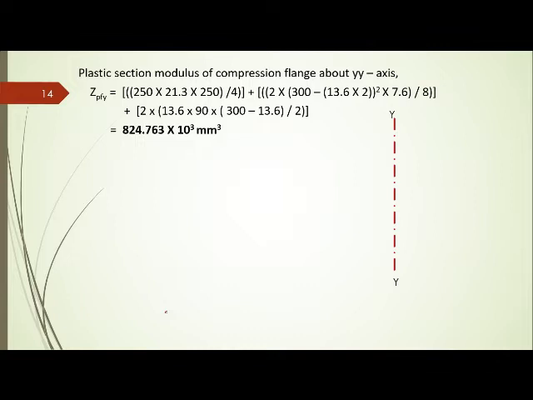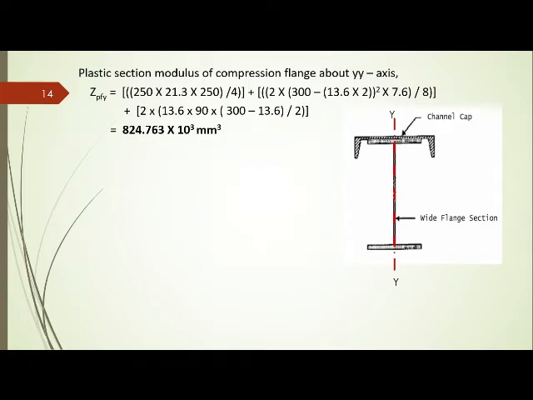We have to calculate the section modulus of the compression flange, because compression flange is in a vulnerable condition which may buckle out of plane, that is about y axis. So herein we will see the section again. We have only considered the top flange portion, the cap channel, and this flange. The top flange area is 250 into 21.3, and that will be multiplied by the CG distance here to here, which will be 250 by 4, because total is 250 by 2, then half will be 250 by 4. It's okay. So this is being considered for the flange.